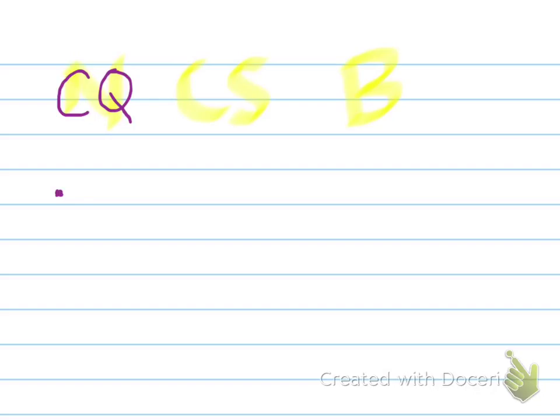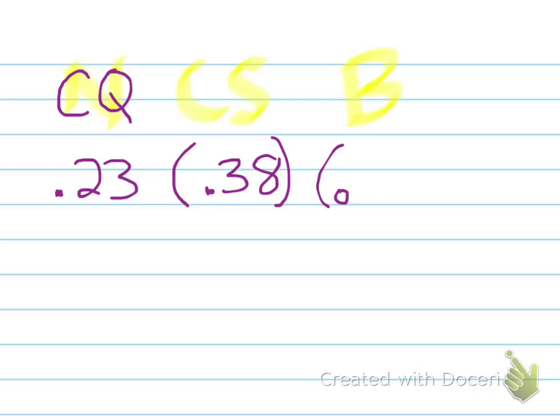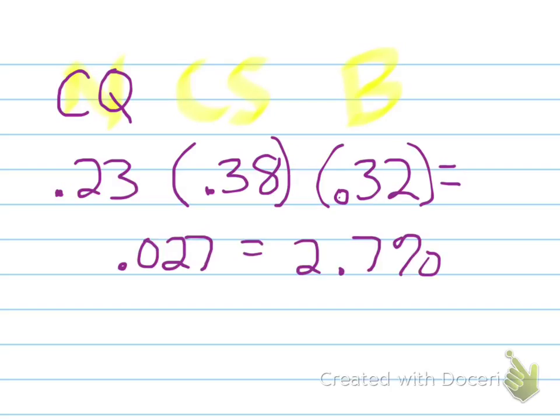So chips and queso would be 23% or 0.23. The chicken strips or the chicken tenders, that would be 38%. And then the brownie, which is what we're using right now, that would be 32%. So what we're going to do is multiply those three numbers together, the 0.23, 0.38, and 0.32. When we multiply, we get 0.027, or you could say 2.7% if you move the decimal over 2 places to make that in percent form.